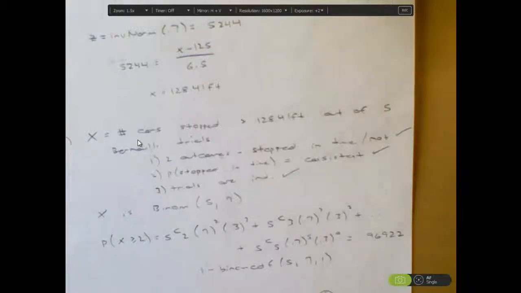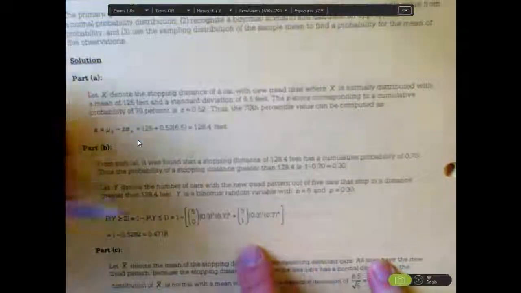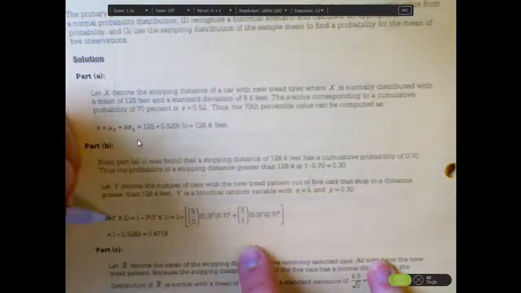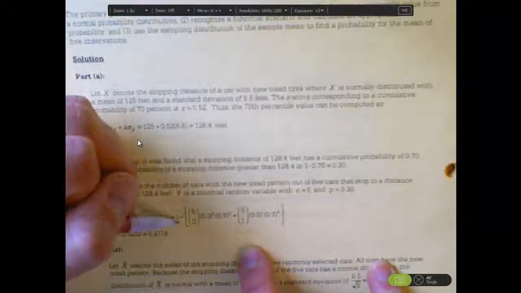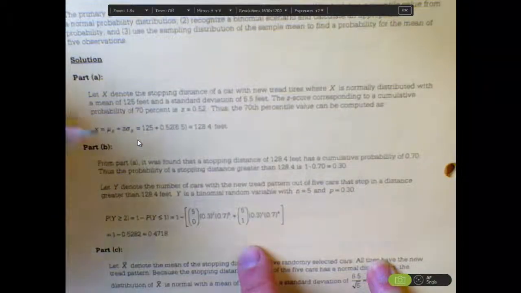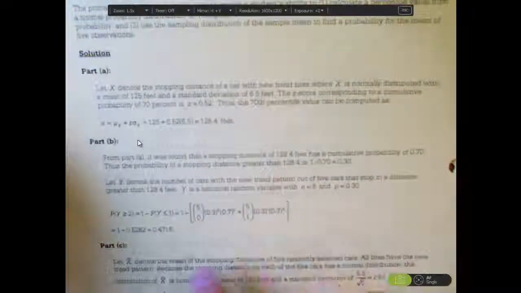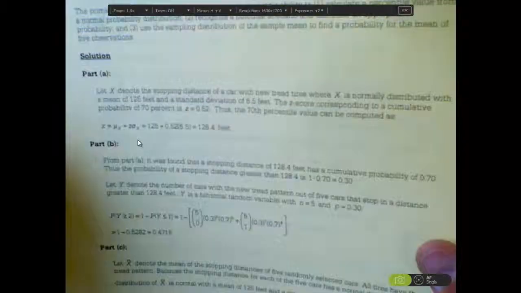So you'll notice here on their solution, instead of summing up the formulas 2 through 5, they just did 1 minus and got rid of the formulas for 0 and 1. That's not really the way that I modeled it in class. You can do that. You're going to earn essentially correct. You're probably more likely to do a formula for 2 through 5 and get that 0.4718.